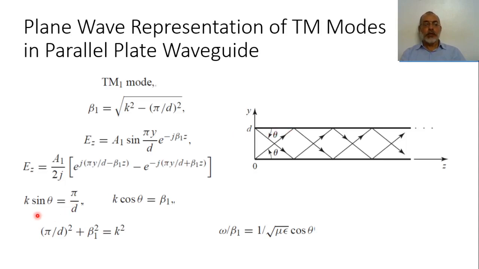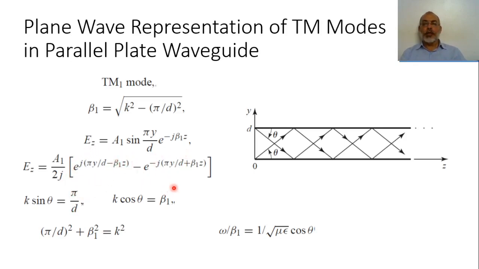Or in other words, k sin theta equals π/d, and k cos theta equals β1. By dividing these, (π/d) over β1 would be tan theta. Or in other words, theta would be tan⁻¹ of π over β1d. This is the first component.